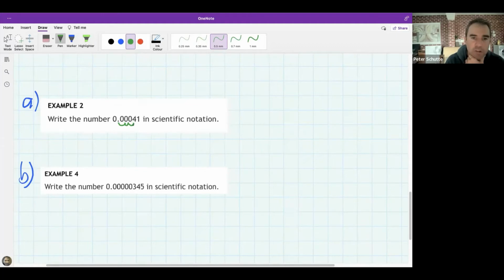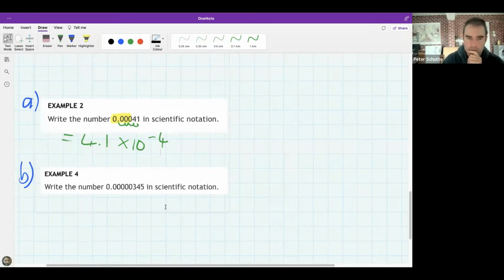1, 2, 3, 4. So I would get to that point. And then I know it's a very small number because of the zeros behind the decimal point. And so I'm going to get 4.1 times 10 to the minus 4 for that one. Now, what about the second one? B.